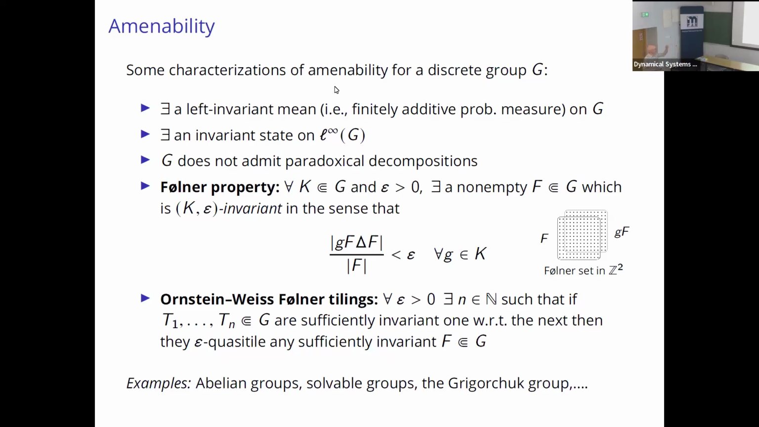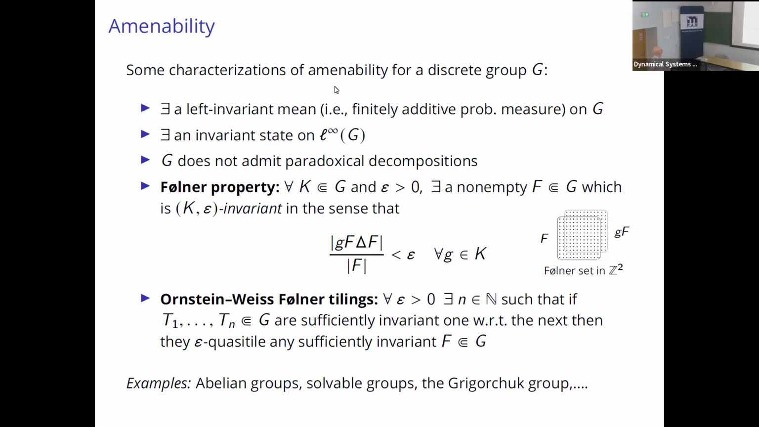So equivalently, you can describe this functional analytically as the existence of an invariant state on L infinity of G. Characterization here due to Tarski that this is equivalent to the non-existence of paradoxical decompositions. I'm not going to go in this direction, so I won't tell you exactly what that means. What I'm interested in here is the Følner property. So this came a little bit later in the 50s.